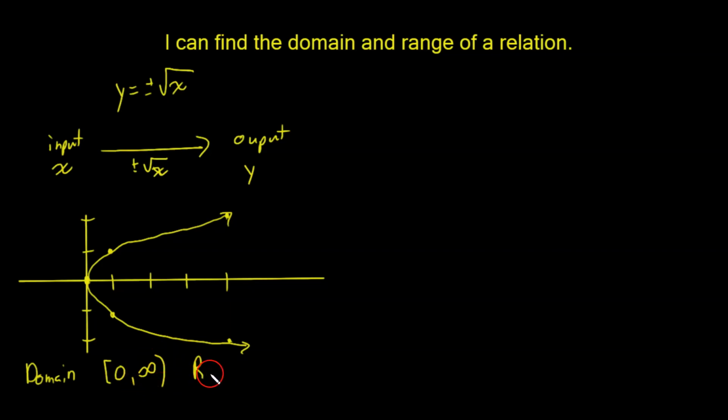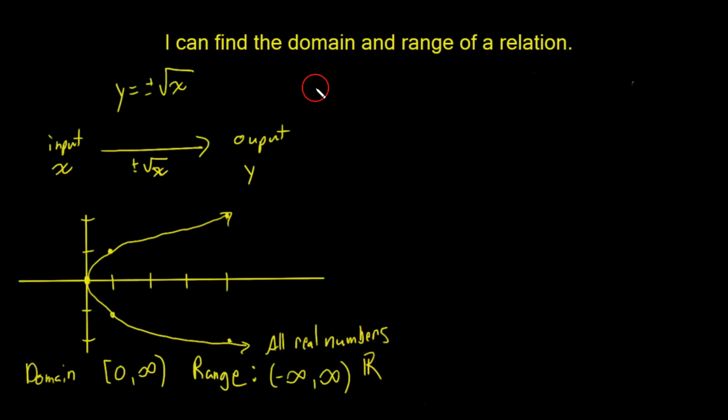And the range, well, these arrows mean it's going to keep going down forever and ever. And it's going to keep going up forever and ever. So that means that its range is from negative infinity to positive infinity. Or you could say all real numbers. Again, that could be represented using this blackboard R if you want to be fancy.